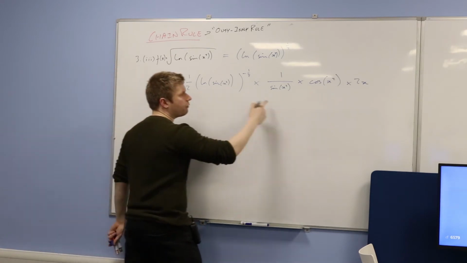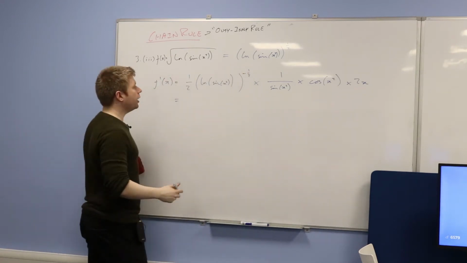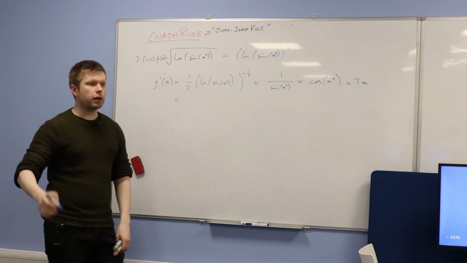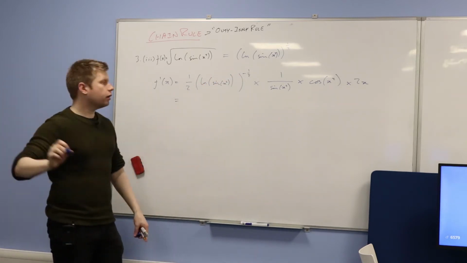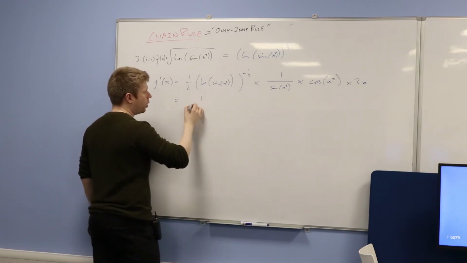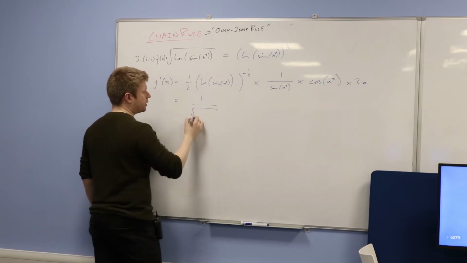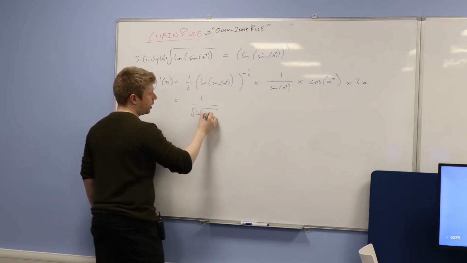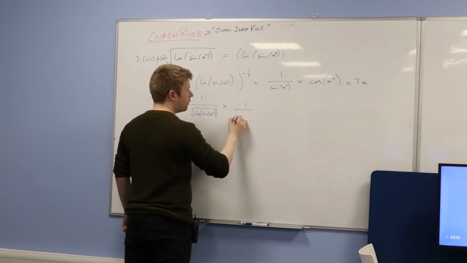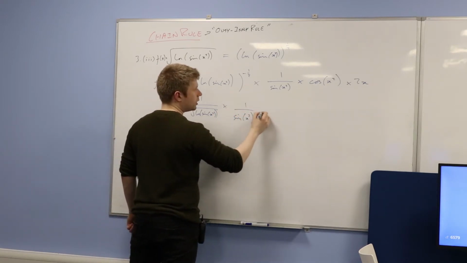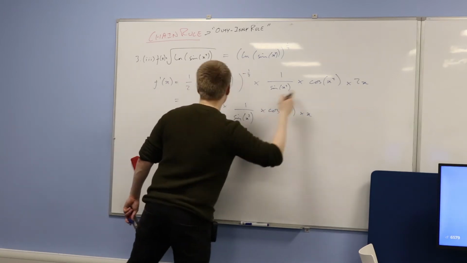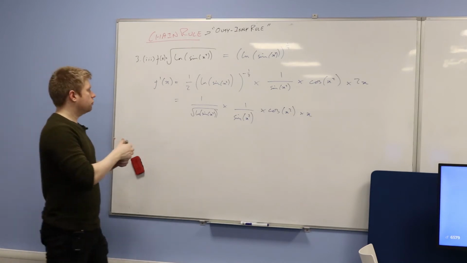You can go back and tidy this up slightly if you wanted to. For example, I see a half times a 2. That's just 1. This thing raised to the power of negative half just means 1 over the square root of that thing. So I've got 1 over the square root of natural log of sine of x squared, times 1 over sine of x squared, times the cos of x squared, times x, because of course the 2 and the half have cancelled.